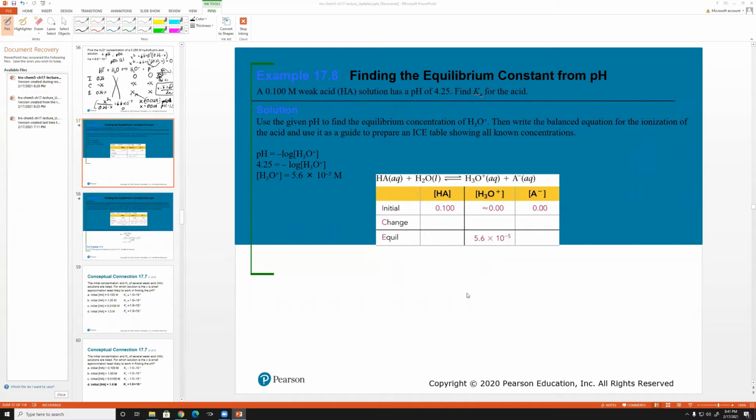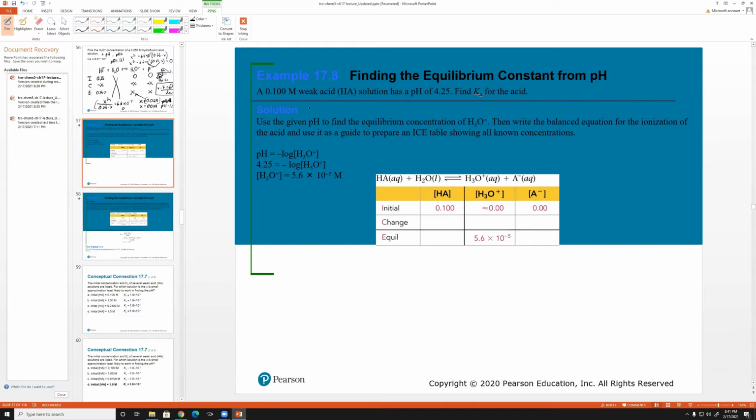All right. They already have the ICE chart for us, so that's nice. All right, so given, here we go. What does it say? A 0.1 molar weak acid, so we don't know what it is, has a pH of 4.25. Find Ka. So the pH immediately can tell us the H3O+ concentration. So that's the first thing you do. Then you plug that into the ICE table for the equilibrium for H3O+.